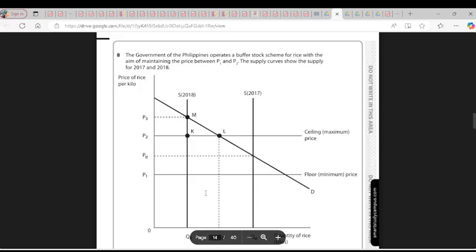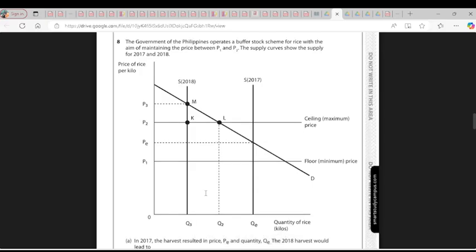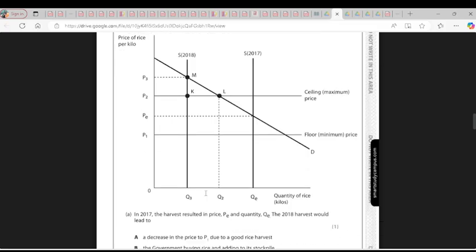Are you there? Yes. The government of the Philippines operates a buffer stock scheme for rice with the aim of maintaining the price between P1 and P2. P1 is the floor price, which is the minimum price, and P2 is the maximum price. So the supply curve shows the supply for 2017 and 2018, price of rice per kilo. Now they said in 2017 the harvest resulted in price PE and quantity QE. So the 2018 harvest would lead to here.